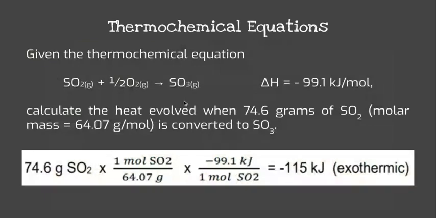Given this thermochemical equation, let us find the heat evolved when we use 74.6 grams of sulfur dioxide, with a molar mass of 64.07 grams per mole, and is converted to sulfur trioxide. So simply we will just multiply it by its conversion factors given by this. First is the molar mass, so that we can convert the grams into moles. And then since we have this information, we can convert the moles into energy or kilojoules of energy.